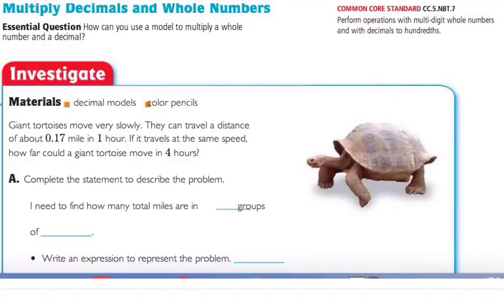Students, in lesson 4.2, you are going to be working on multiplying decimals and whole numbers. So our essential question that will guide our learning is, how can you use a model to multiply a whole number and a decimal? And in this actual lesson, boys and girls, you are going to be taught two different strategies. I would suggest that the strategy that you feel the weakest on, meaning not strong, that is the one that you practice and you re-practice.